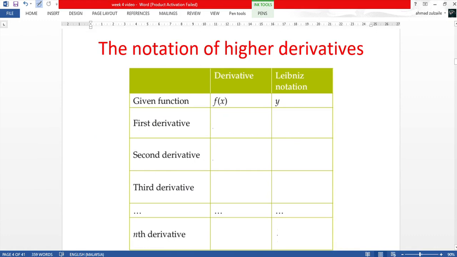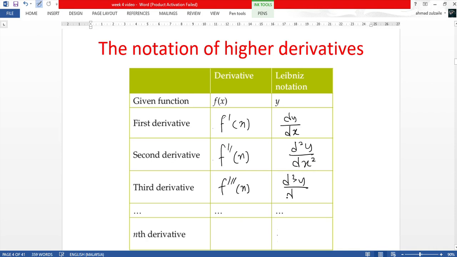Okay, for the first derivative from f of x becomes f prime. How about the Leibniz? Actually, Leibniz is a guy. I'm not really sure about the history, but this is the name of the founder of the notation. Okay, you have dy over dx. Second derivative, you have f double prime over here, d squared y over dx squared. Moving on. Over here you have triple prime, d cubed y over dx cubed.